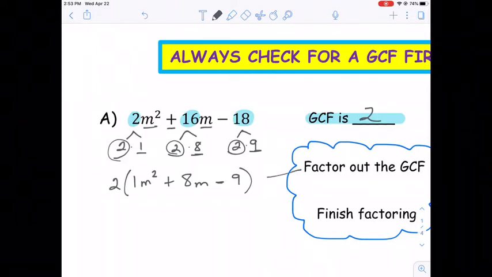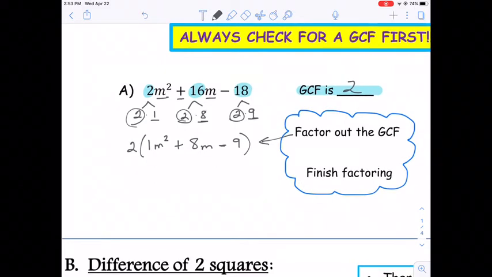So I have factored out the GCF. Now I want to see if I can factor it again. This 2 on the outside just drops down. It's kind of like your little sibling, your little sister or brother who likes to tag along. This 2 has to tag along when you continue factoring. So now I'm going to see if I can break this trinomial into 2 binomials.